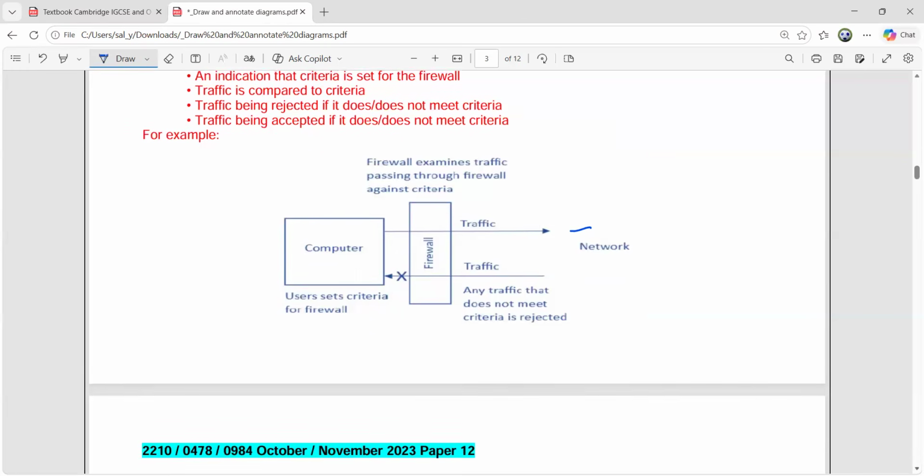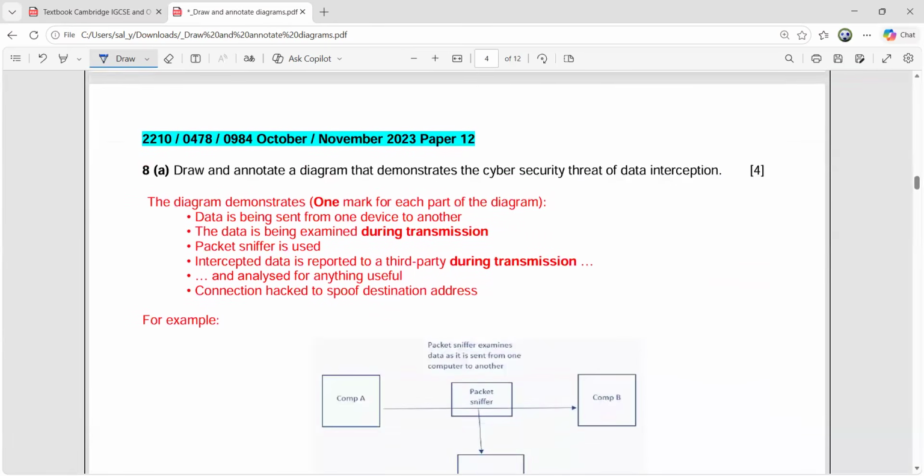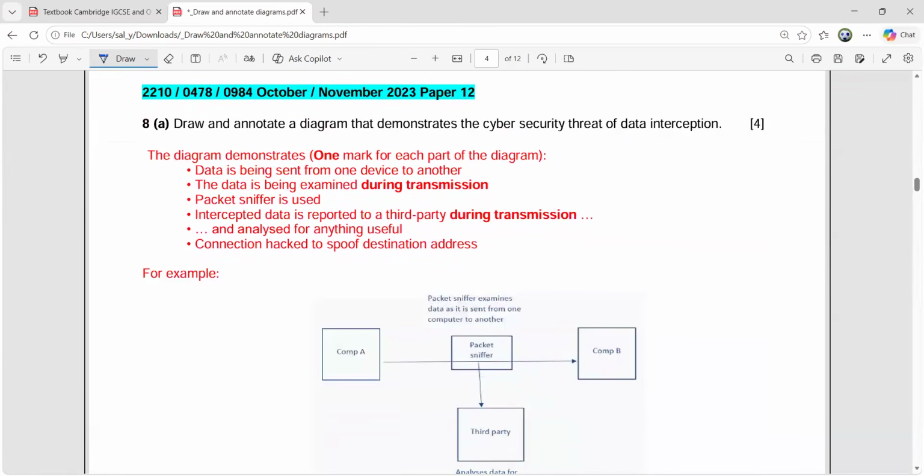Any questions? Okay, the next one is 2210 October November 2023 paper 1-2, and this one is dealing with draw and annotate a diagram that demonstrates the cybersecurity threat of data interception. So for this 4-mark question, what they want you to have, devices, data is being sent from one device to another, like this between two devices. The data is being examined during transmission.